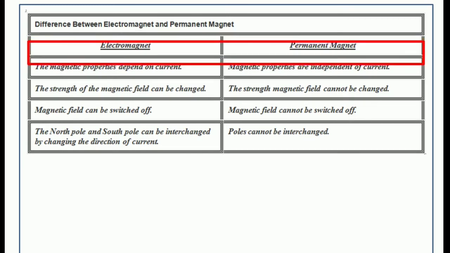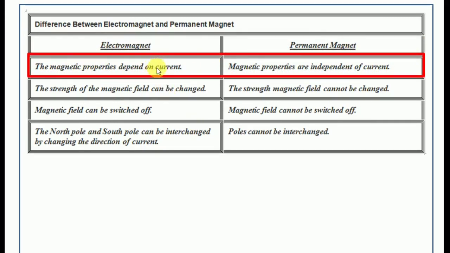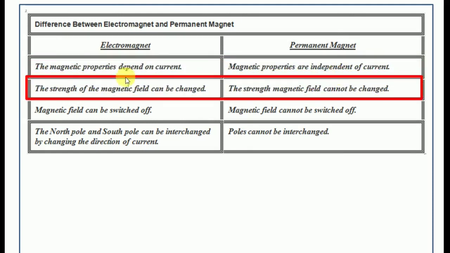Difference between a permanent magnet and an electromagnet. First, for an electromagnet the magnetic field depends on the current, but for a permanent magnet we don't need current. Second, we can increase or decrease the strength of the magnetic field of an electromagnet by changing the number of turns or by changing the current, but in a permanent magnet we cannot change the magnetic field. For an electromagnet we can switch the magnetic field on or off, but for a permanent magnet we cannot.